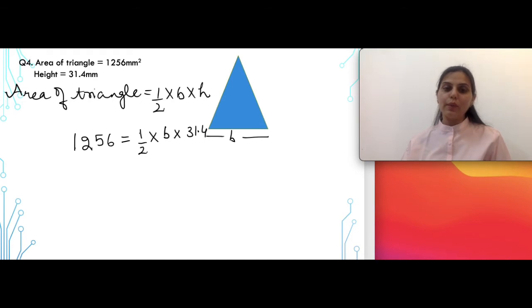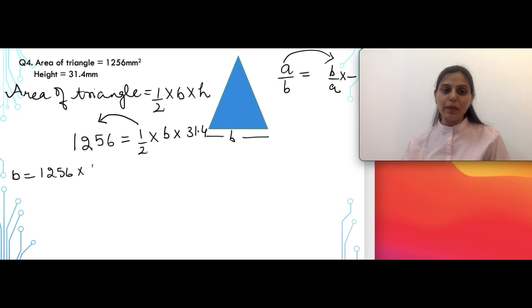Now in the next step, when we take a fraction a upon b to the other side of equal to, it changes into its reciprocal, so we write it as b upon a multiplied by whatever term is given. The same rule we are going to apply here also. When you take 1 by 2 to the other side, it will change to 2 upon 1. So we can write b is equal to 1256 multiplied by 2 upon 1 multiplied by, now this term 31.4, when it goes to the other side from multiplication it will change to division.